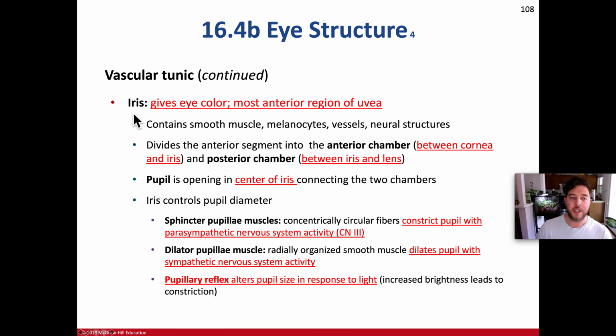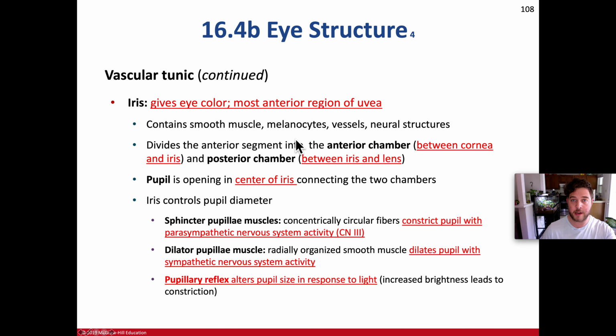Also part of your vascular tunic, your iris. It gives the eye color. It's the most anterior region of the uvea. It contains smooth muscles, melanocytes, vessels, and neural structures. The iris also divides the anterior segment into the anterior chamber between your cornea and your iris, so that outer transparent structure and the colored structure, and the posterior chamber between the iris and the lens. Anterior chamber and posterior chamber are both part of the anterior cavity, though.